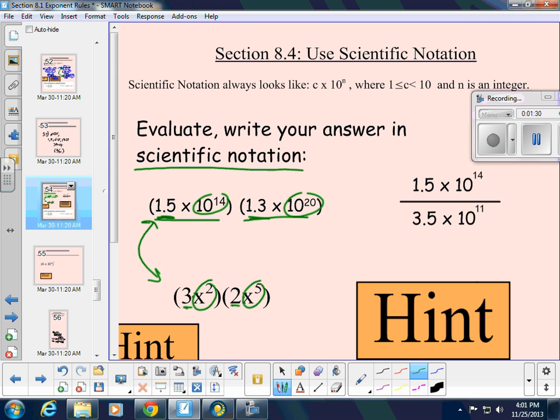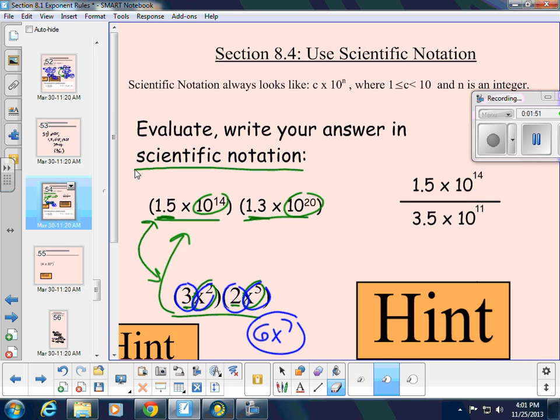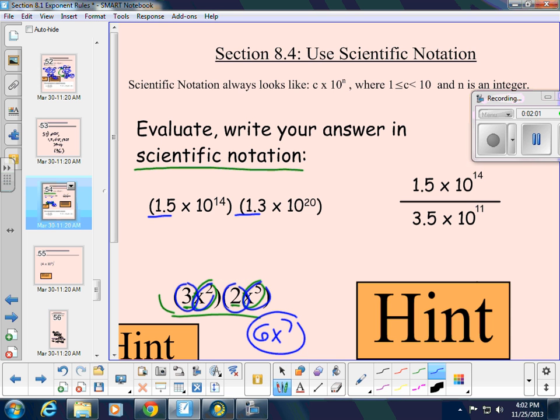The same things I did in a problem like this, I can also do up here. In the problem below, which we've already done with the exponent rules, I can multiply 3 times 2 and get 6. Then x squared times x to the 5th, I add the two exponents and get x to the 7th. I can do the same thing up here with scientific notation. I can multiply 1.5 times 1.3, and I'll punch that in my calculator. It's 1.95.